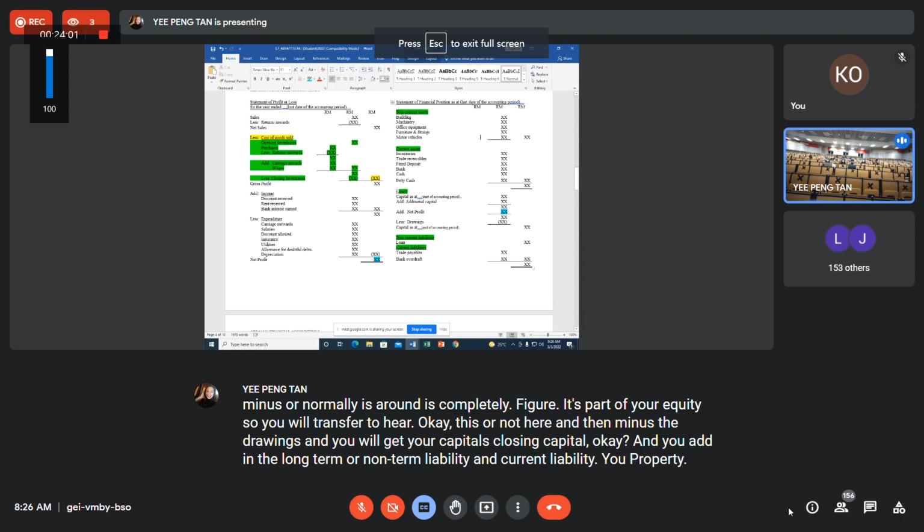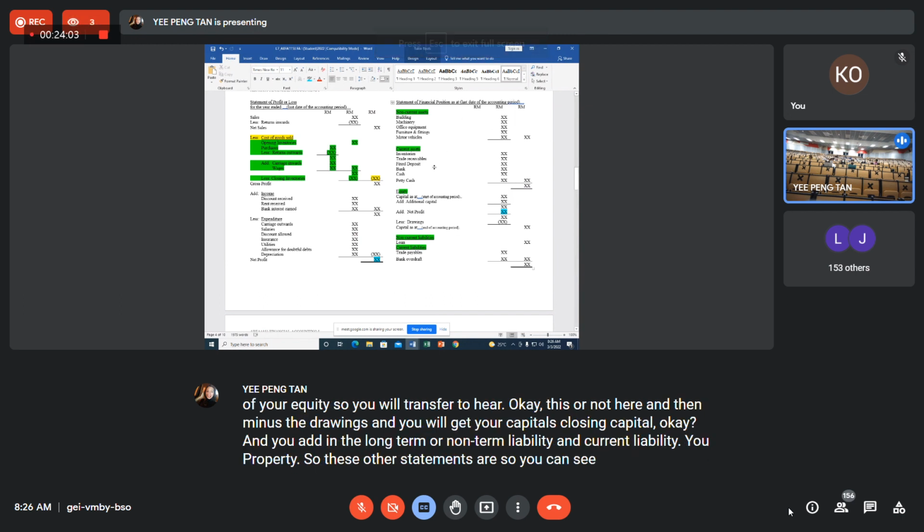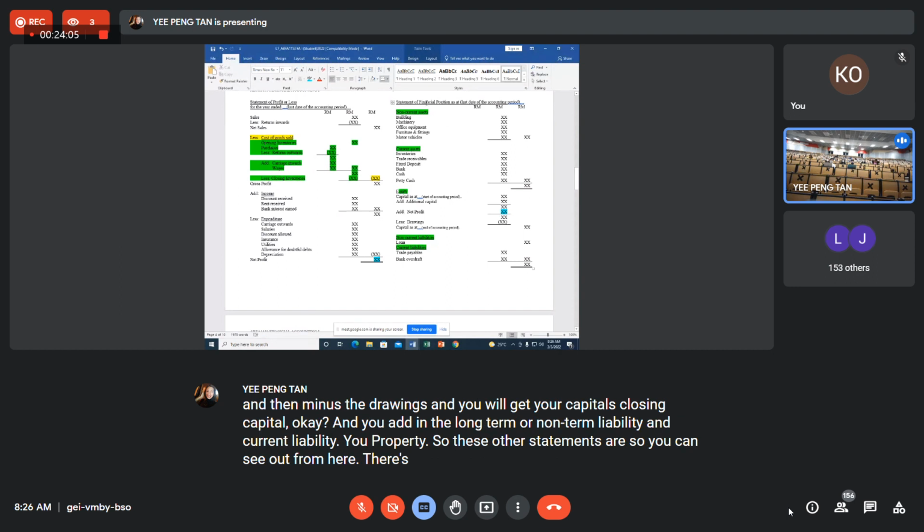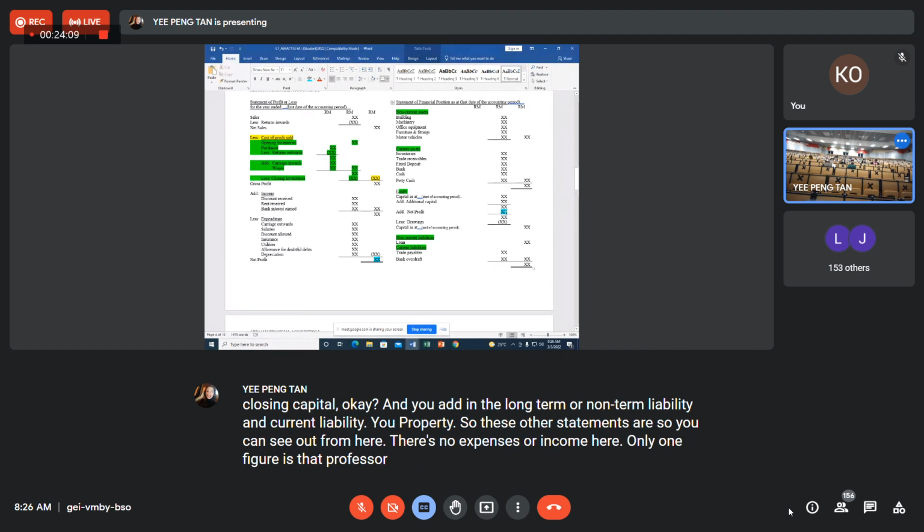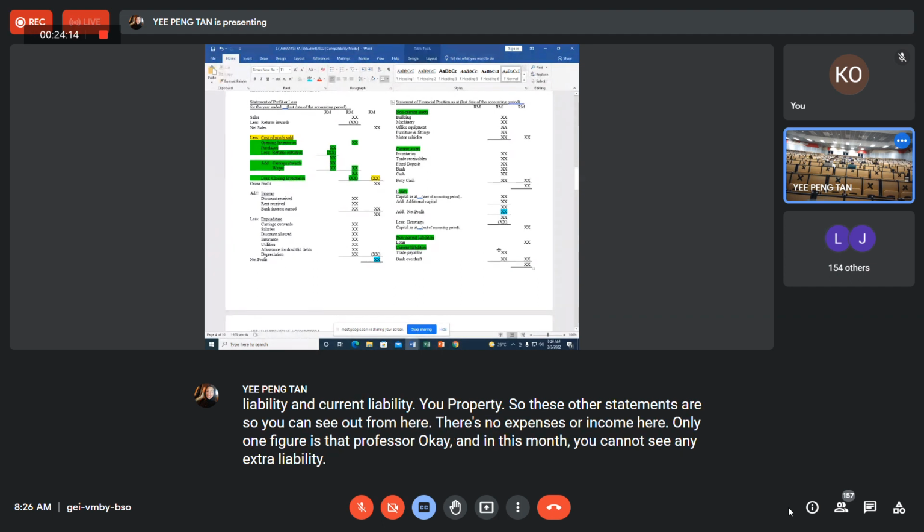Okay, so these are the statements. You can see from here, there are no expenses or income here. Only one figure, the net profit. Okay, and in this statement, you cannot see any asset, liability, and equity. They are statements capturing different items.